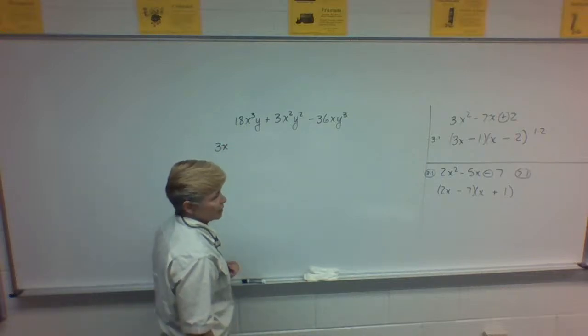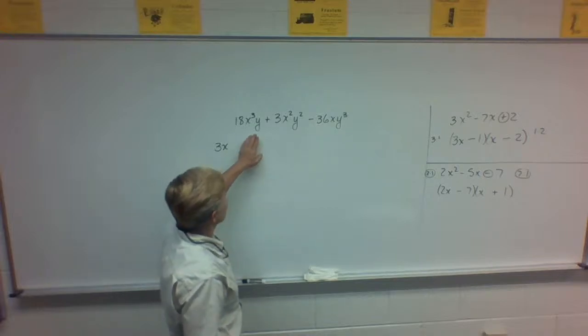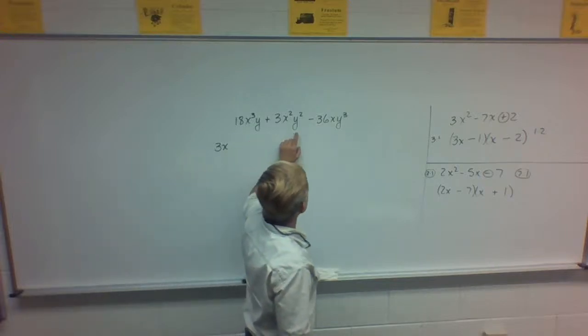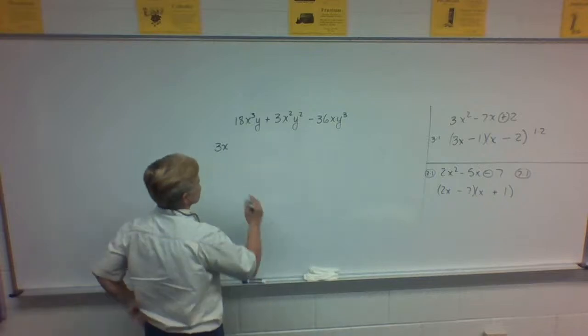Do you understand how I did that? They each have at least 1 x. This one's got a y, this one's got 2, this one's got 3. So they've all got at least 1 y.